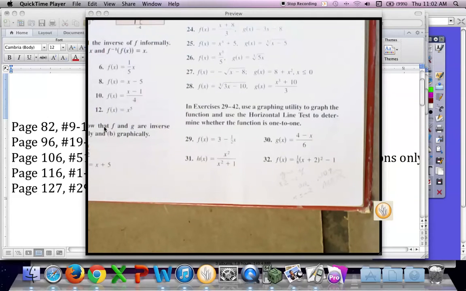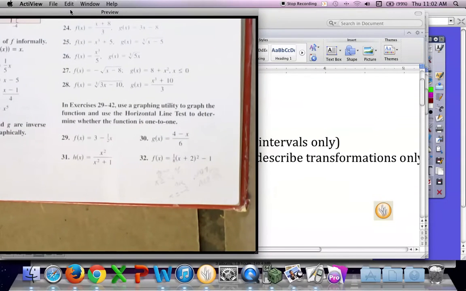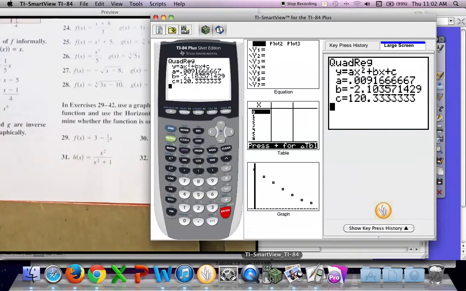Right? How can you tell whether this crazy graph right here passes a horizontal line test? Put it in the calculator and look at it. Right? If I pull up the calculator, let me move this, and let's do that function right there.